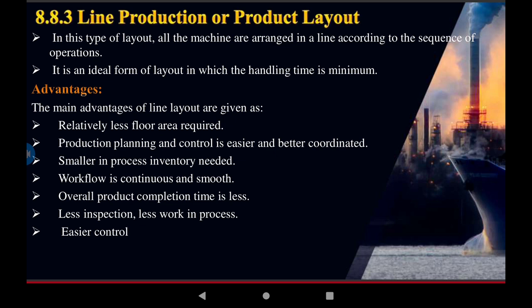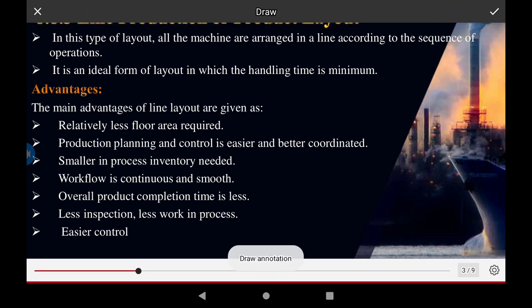The advantages of line production and product layout: the main advantage is that relatively less floor area is required for the operation. Production planning and control is easier and better coordinated.